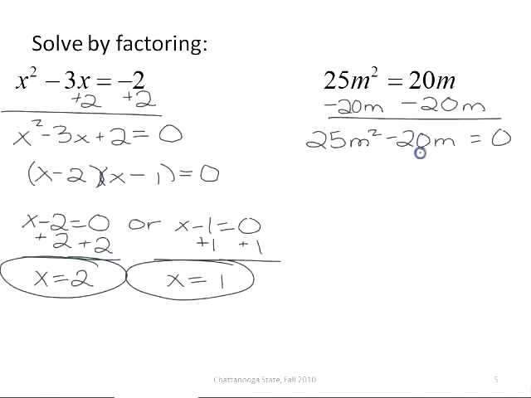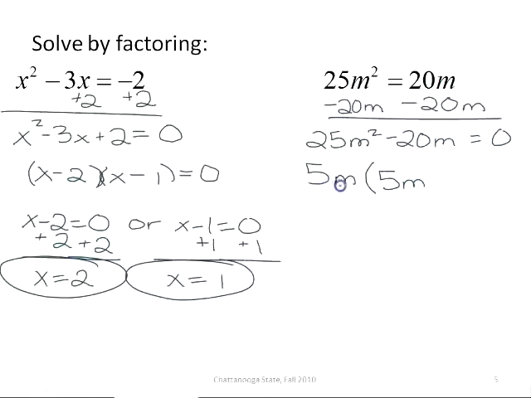Well, this is not a difference of squares. It's also not a trinomial. The only thing I can do to factor this is pull out the common factor. The greatest common factor here would be 5m. So in the parentheses, I put what I have to multiply my 5m by to get 25m squared.